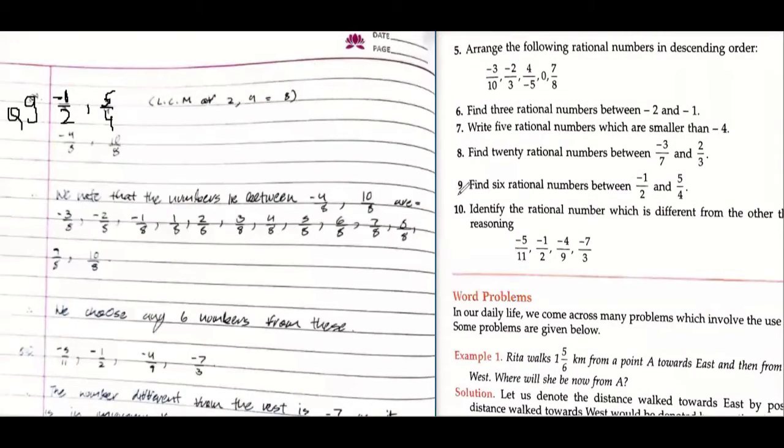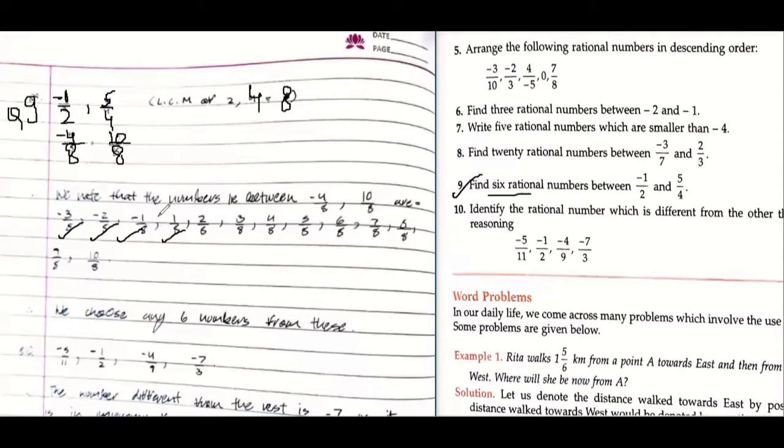So in question number 9, we need to find 6 rational numbers. Again, you have taken the LCM of 2 and 4, that is 8. So it becomes minus 4 upon 8, and this becomes 10 upon 8. So there are 6 rational numbers between them, which are minus 3 upon 8, minus 2, minus 1, 1.